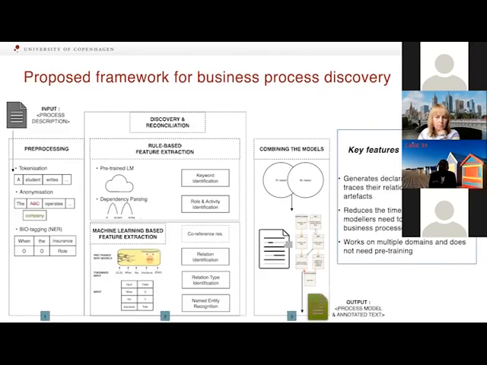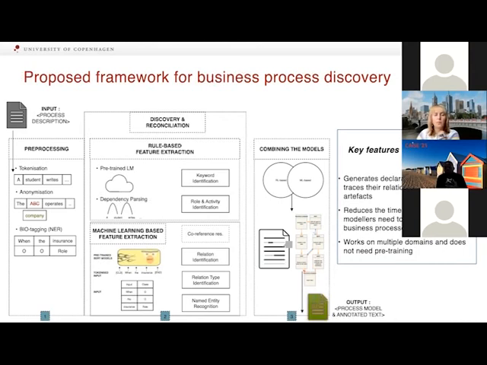Yes, and we have a closed framework for this process discovery, in which you input a process description, and it goes through different phases. The first one is a pre-processing phase. The second one is our discovery and reconciliation phase. It's based on two different extraction phases, a rule-based and a machine learning-based extraction. The machine learning-based extraction is from our training data, the process descriptions, in which the user's input.